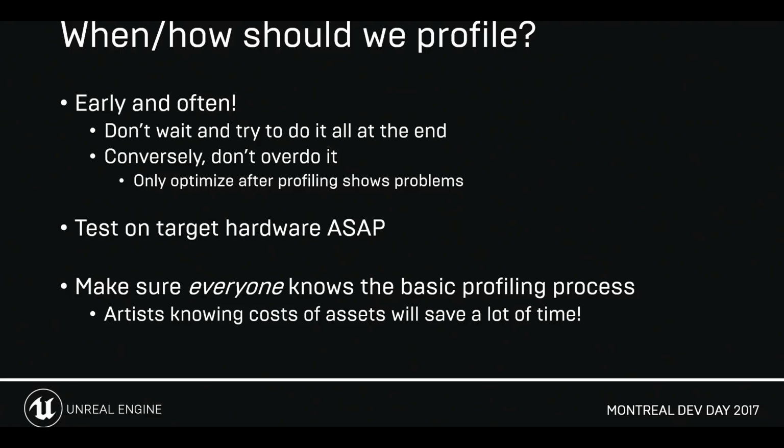Also, make sure everyone on your team, as long as they're checking stuff into the engine, if they're ever touching the engine, they should know the basic profiling process. They should know at least 30% of what I'm going to cover today. That way, everybody on your team can be responsible for checking in content that is not going to slow your game down. It's actually how we do things at Epic Games. If you're checking in game assets, you are responsible for making sure we don't drop frame because of them.